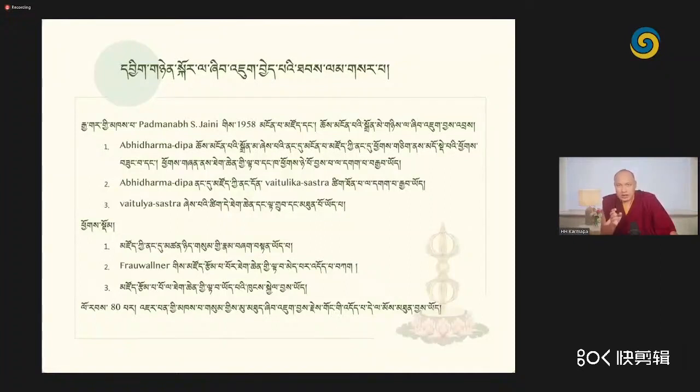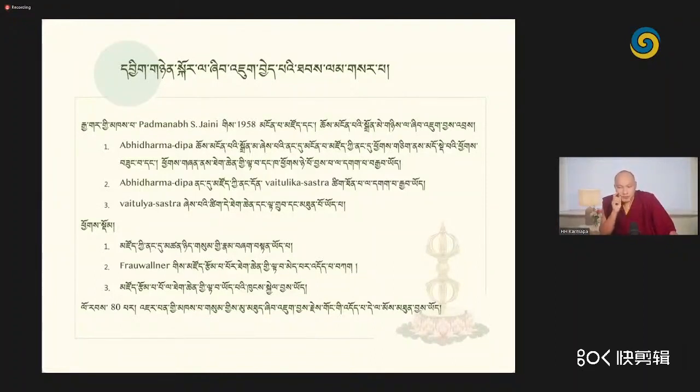What the scholar Frau Wanner said is that the author of the Treasury of Abhidharma was a later Vasubandhu, a Vasubandhu who had not entered the Mahayana. So it was a Vasubandhu who had not developed the Mahayana view. So that's what Frau Wanner says.